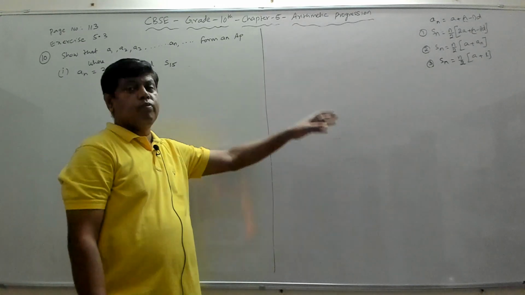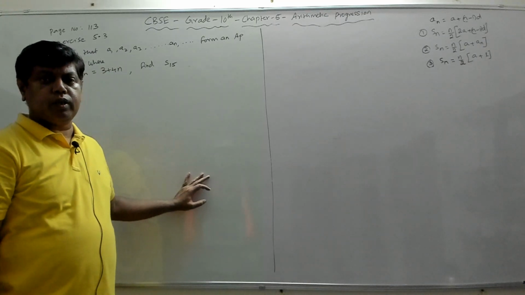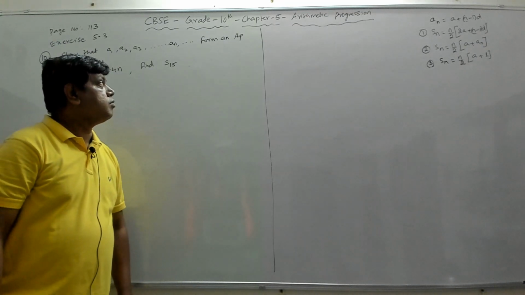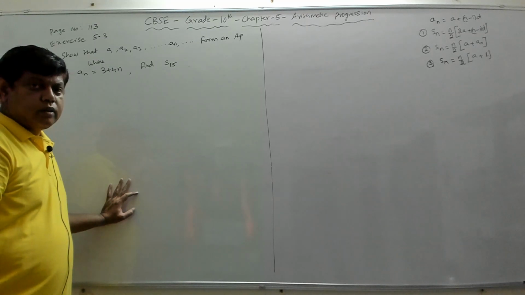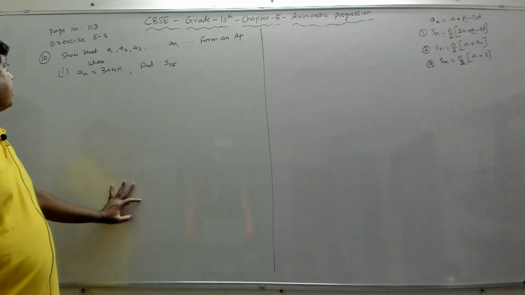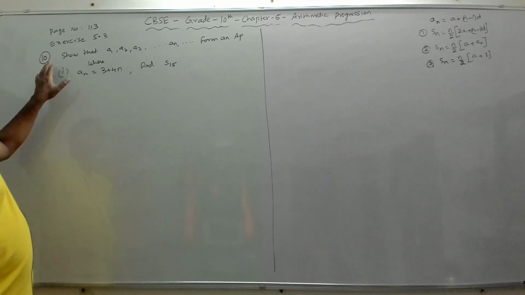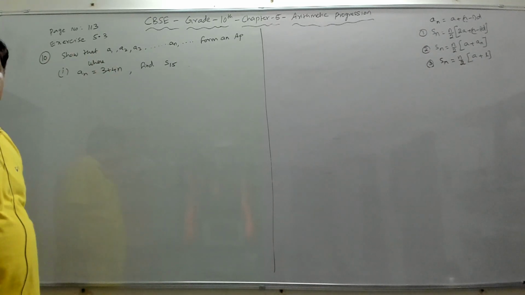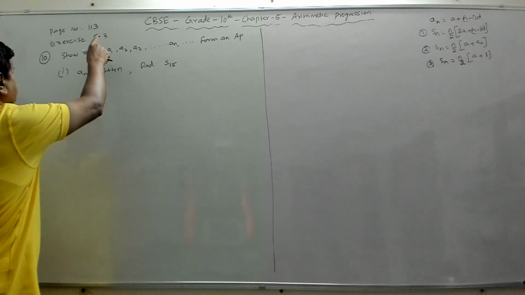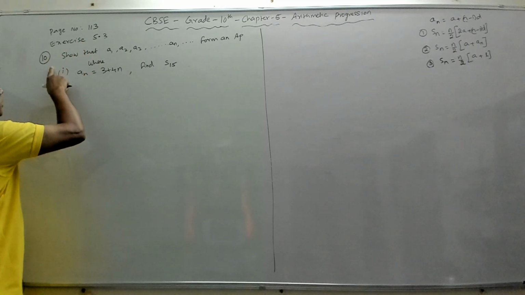In this video, we'll continue with the chapter Arithmetic Progression, which is chapter 5 from your 10th standard CBSE Mathematics. And I'll continue with exercise 5.3, problem number 10 in page number 113. Page number 113, exercise 5.3, 10th problem.